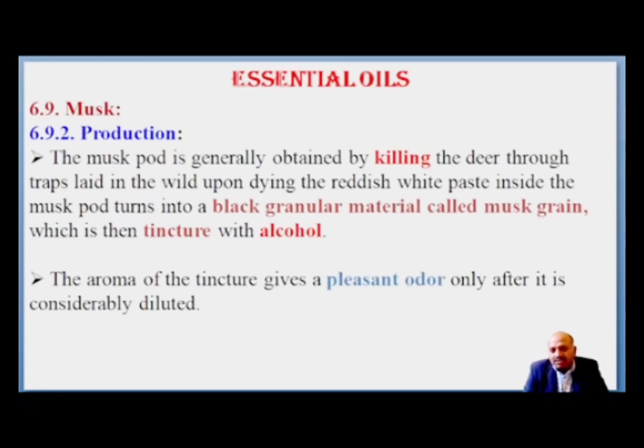And coming to the production here, the musk pod is generally obtained by killing the deer through traps laid in the wild. Upon dying, the reddish white paste inside the musk pod turns into a black granular material called musk grain, which is then tinctured with oil.